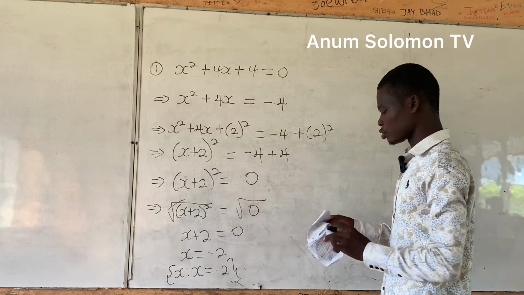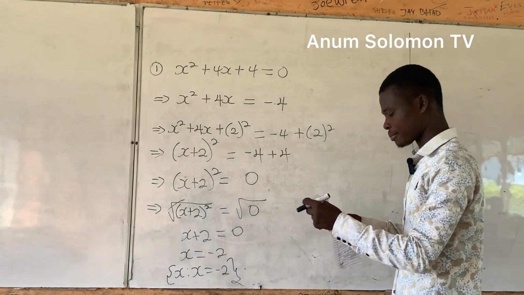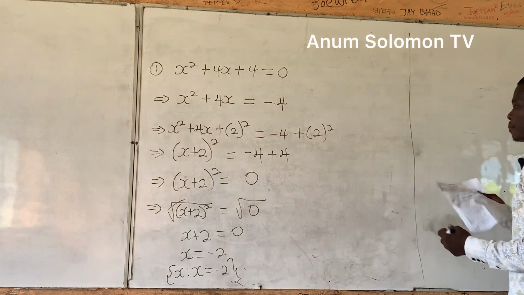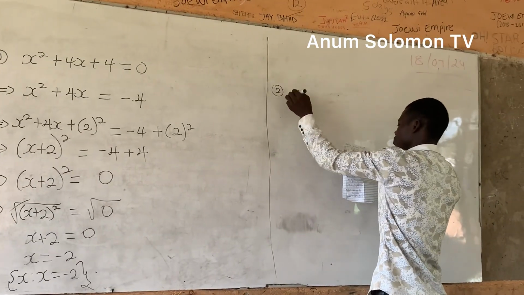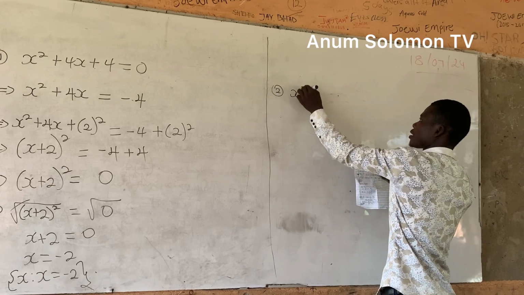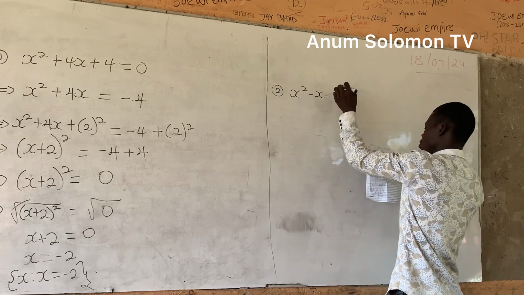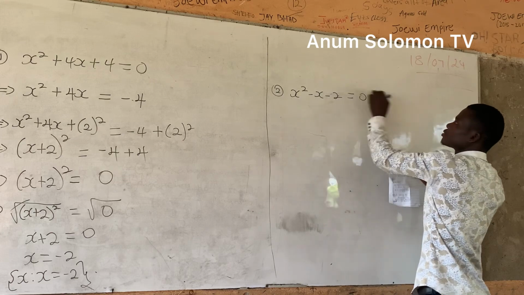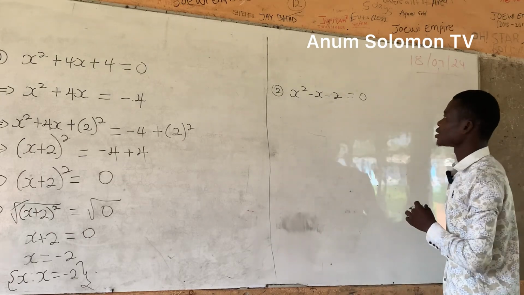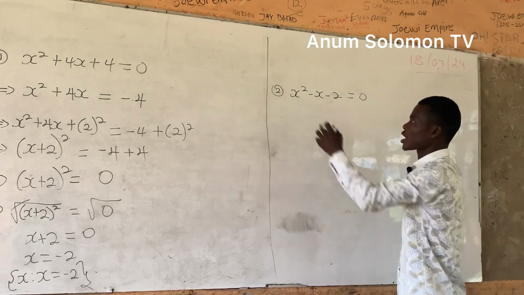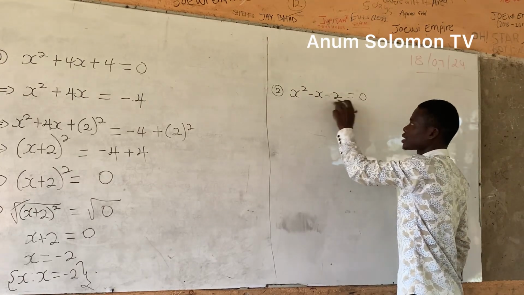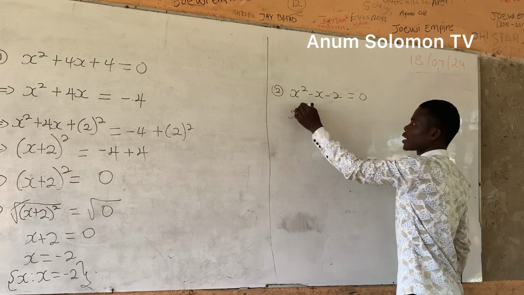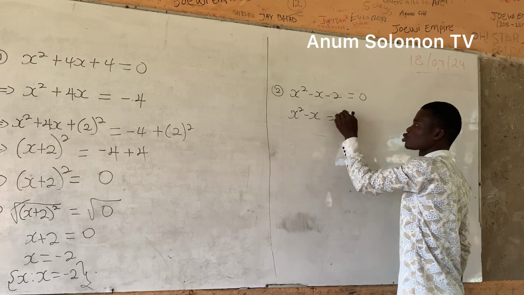Now let's move on to the second problem. Let's look at the second problem. For the second problem, you have s squared minus s minus 2 equal to 0. On this note, we have to ensure that the coefficient here is 1, and it is 1. So we have to send the constant to this side. So we have s squared minus s is equal to 2.